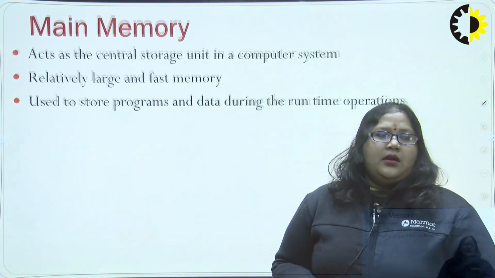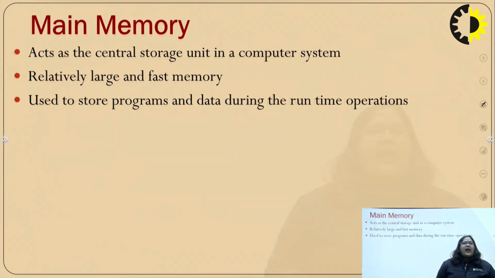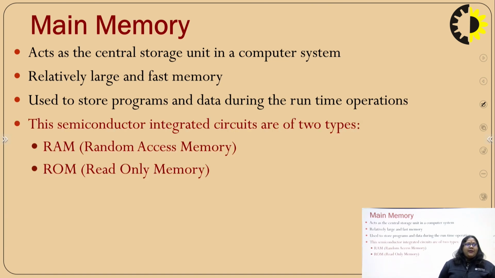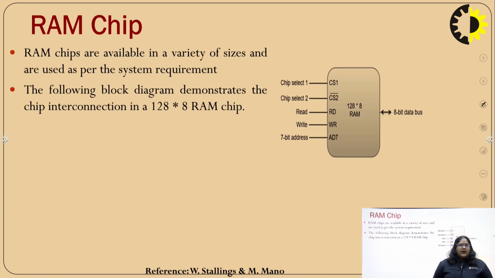So what is the main memory? Basically it acts as a central storage unit in the computer system. It is a large and fast memory. We use this type of memory to store the programs and data during runtime operations. There are two types, RAM and ROM. RAM is random access memory, ROM is read only memory. So we have to design the RAM and ROM in the circuit diagram.